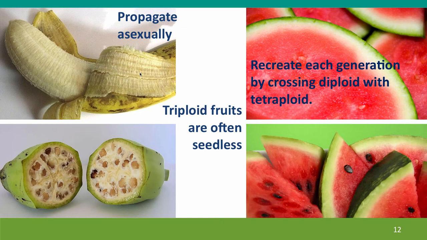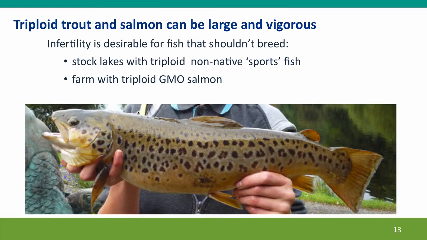This has created problems with new diseases that have arisen in bananas. Breeders are finding it very difficult to breed for resistant bananas because they can't breed the bananas. They're sterile. Now, sterility has also been exploited in triploid animals. Although most triploid animals are non-viable, trout and salmon are reasonably viable and can be quite vigorous.